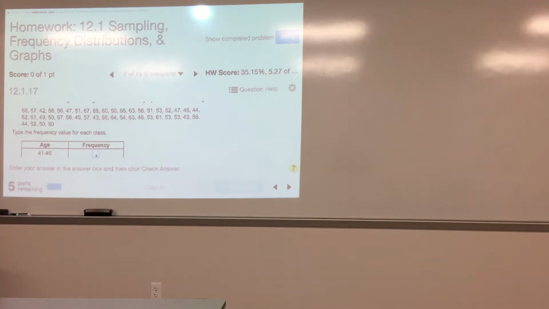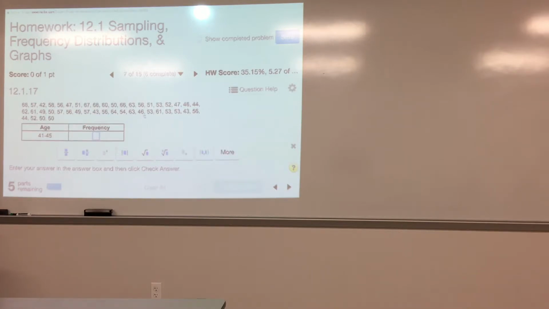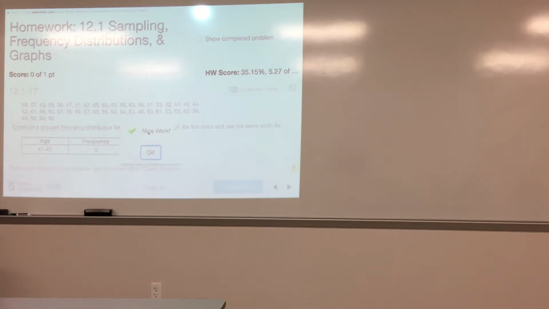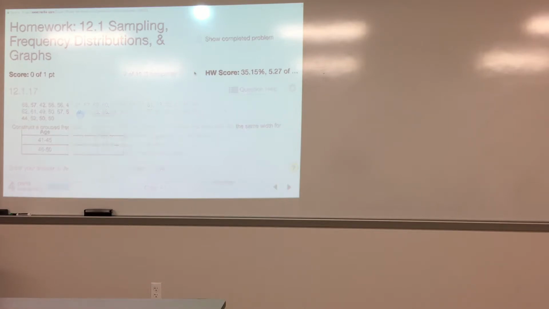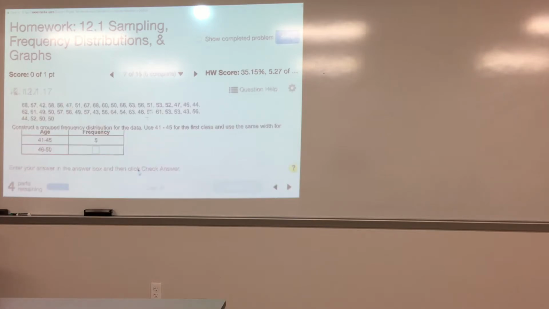What is the frequency for the 41 to 45 age group of presidents who were inaugurated? How many go here? Is it 4? Nope. Let's go back. 41 to 45. Is it 5? There you go, good. And you can do this for the rest of the table, right? I'm not going to do that. That's for you guys to do. It's not that tough. Okay, so let's move on.